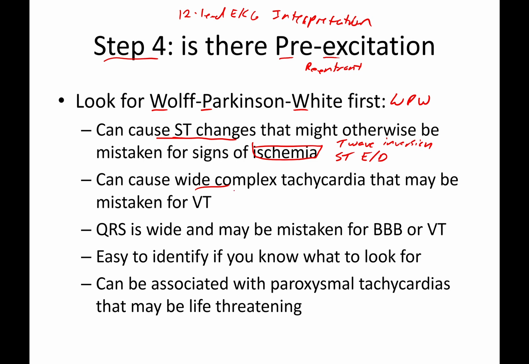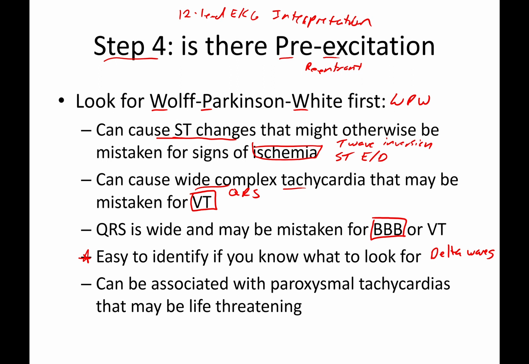The other thing is that you can get wide complexes in your QRS. And if your patient happens to be tachycardic, someone might think that that was V-tach, when in reality it's not. Or more simply, you might mistake that wide QRS for a bundle branch block, which it's not. It's really easy to identify, particularly with Wolff-Parkinson-White, because you're looking for delta waves, which we'll talk about in a few more slides.